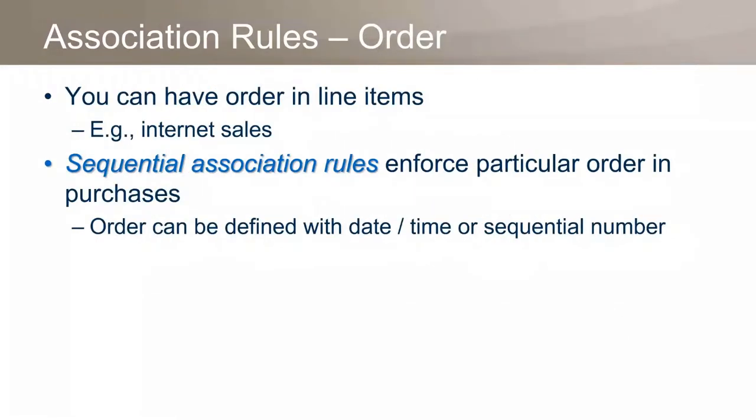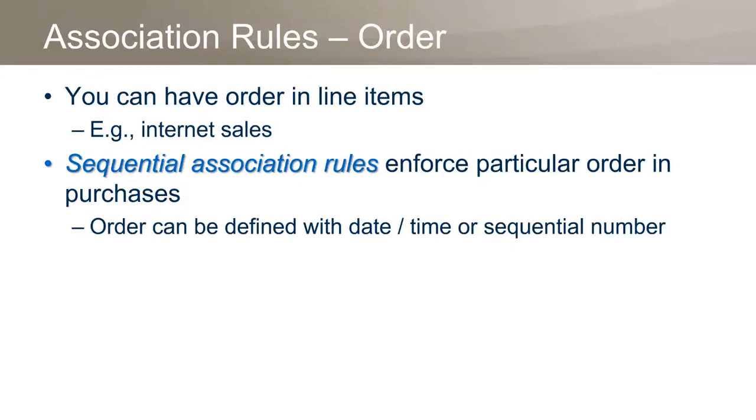Of course, in a retail store, you cannot rely upon the order, because the order in the basket is completely different than the order at the cashier, and you have data from the cashier, not actually from adding items to the basket. However, if you have websites, then you can also add sequence and calculate rules based on the sequence. So sequential association rules enforce a particular order in purchasing. This can be enforced through date, time, or simply a sequential number.